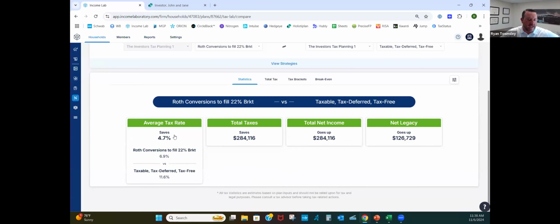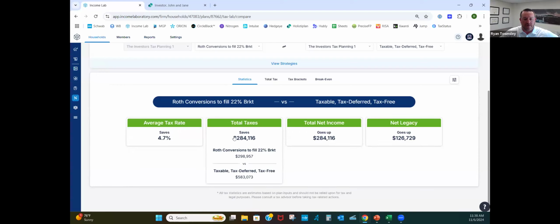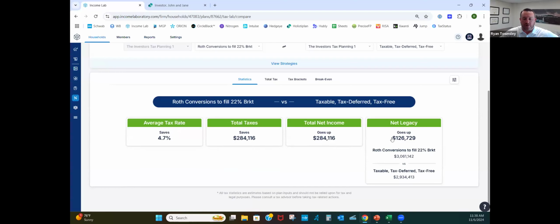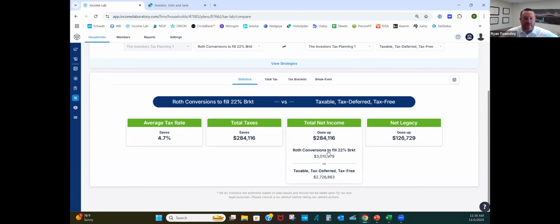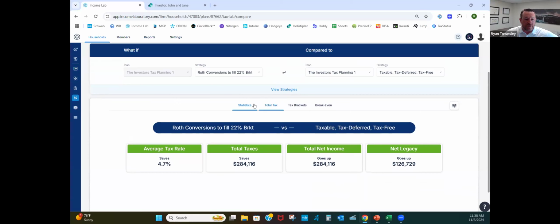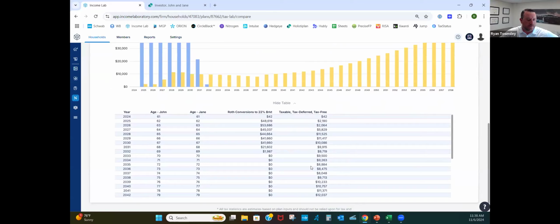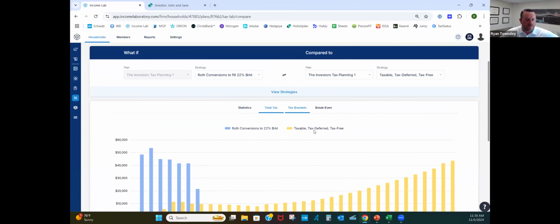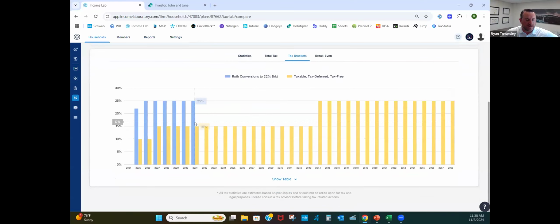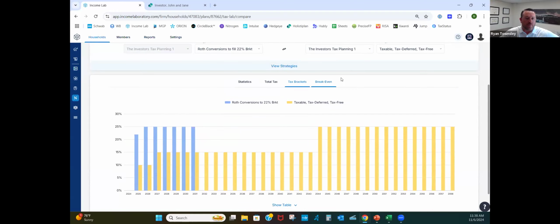But just look at the taxes that are saved and the average tax rate, taking it from 11.6 down to 6.9%, saving a couple $100,000 in taxes, improving their legacy, meaning if they do want to leave something to the kids, or even if it's just like what's left is left, then we're going to leave it to them tax-free. You can take a look at the total tax that you're going to pay. You can take a look at the tax brackets, and you can take a look at the break even, right?